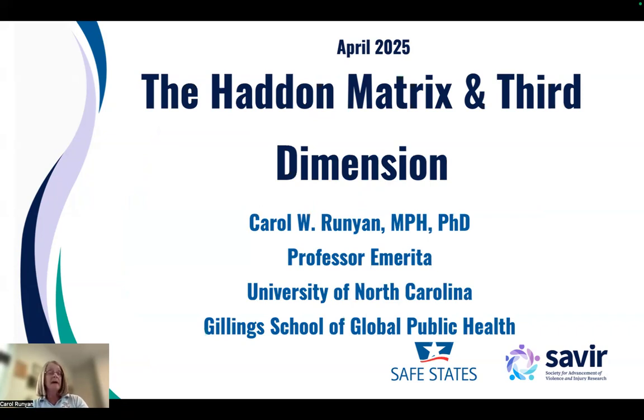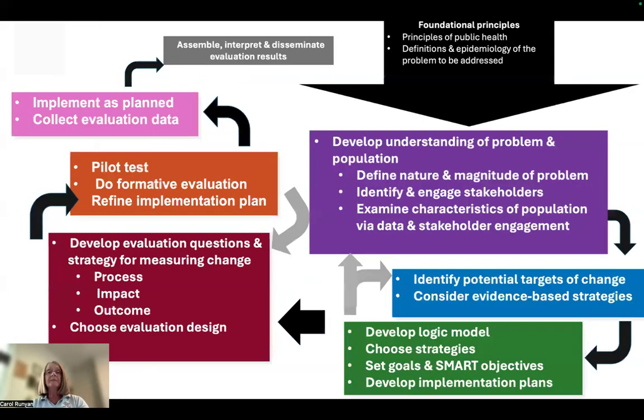I'll be talking about the Haddon Matrix and third dimension. So this diagram may be familiar to you or something similar to it as a standard in practice of developing and implementing and evaluating interventions, where we start up here in the upper right, just remembering what our principles of public health are and defining the epidemiology of the problem to be addressed.